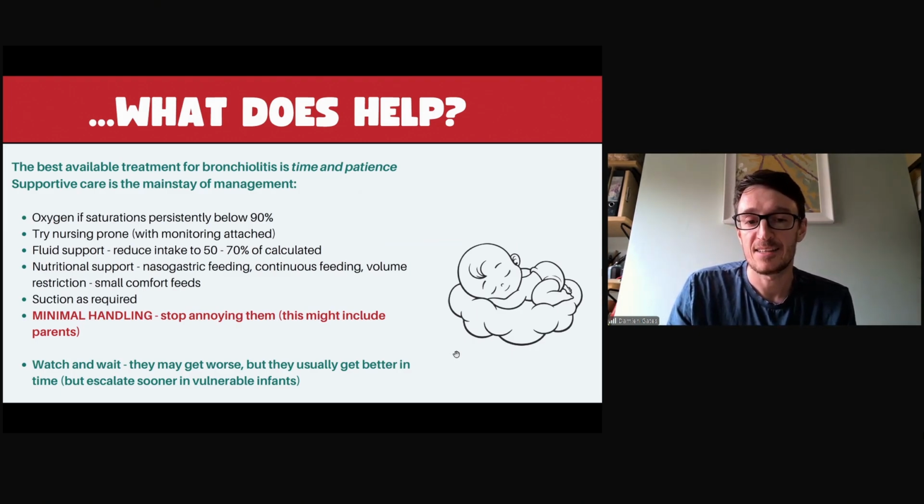We frequently in ICU get calls from DGHs worrying that these children may get worse, they might tire. And that's obviously a possibility, but the vast majority of these babies usually get better in time. They do usually get better. If you watch and wait, they kind of sort themselves out. You leave them alone, they mostly sort themselves out. Caveat by saying, escalate sooner in vulnerable infants. Those infants I mentioned that have cardiac and respiratory problems and neuromuscular issues.